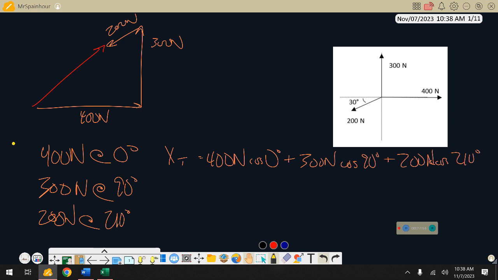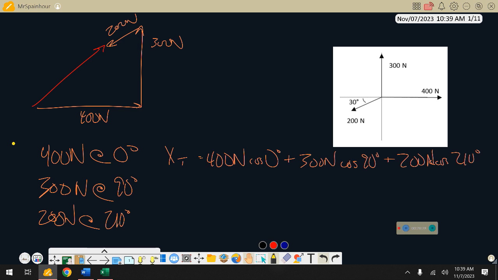Why is it all cosine instead of sine? Do what? What did you say? How are they all the x? Like, 300 is opposite of the angle. I'm confused why it's not sine because it's opposite of the angle. Well, I'm finding the x of that. If you were finding the y, then you would use sine there.